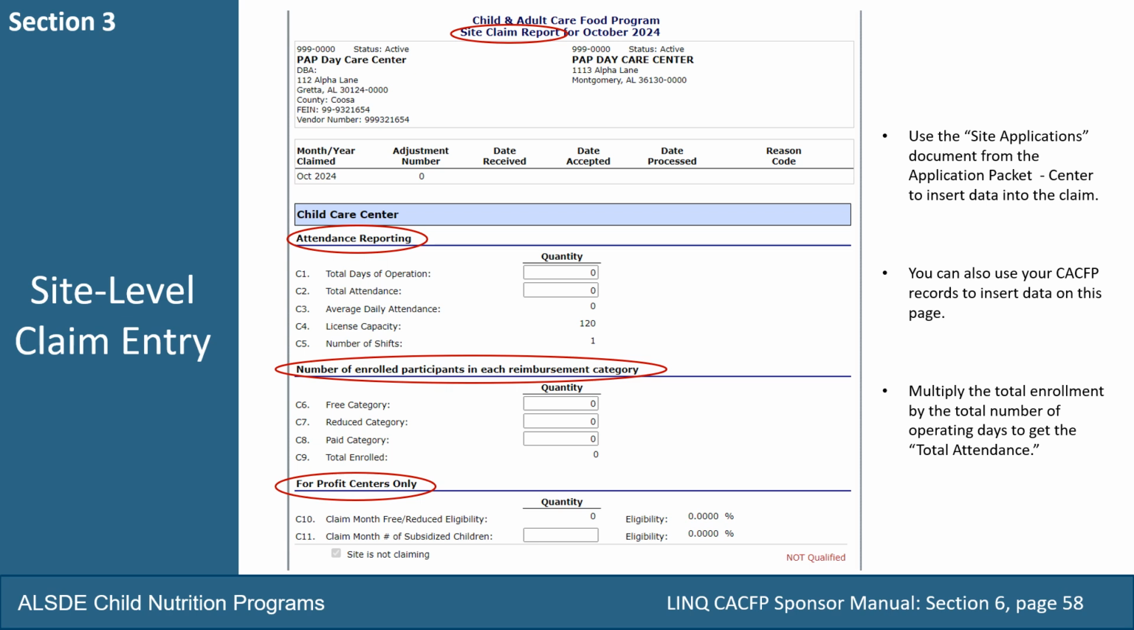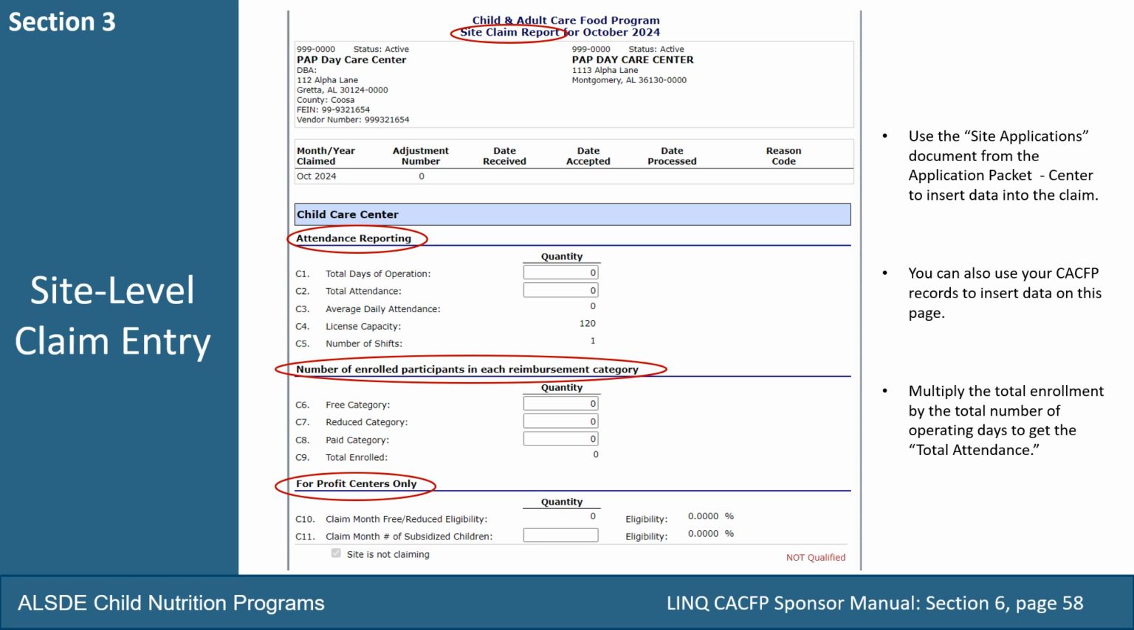Number of enrolled participants in each reimbursement category. You can use your monthly summary or the site application for this section. Question 6 wants you to report the number of free participants. The number of reduced participants should be reported on question 7. And question 8 is asking for the number of paid participants. And question 9 will automatically update for the total enrollment number.